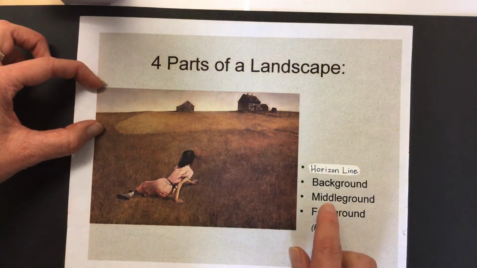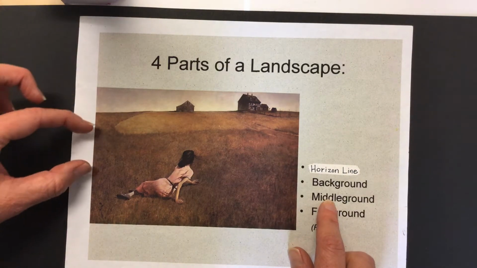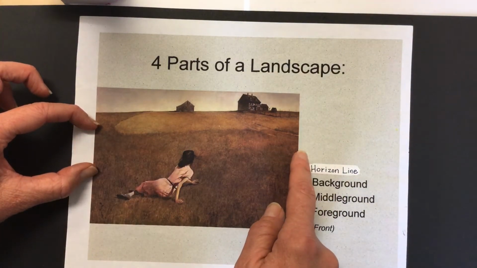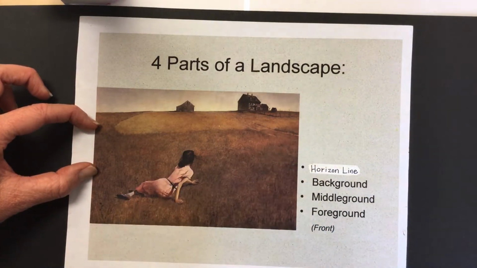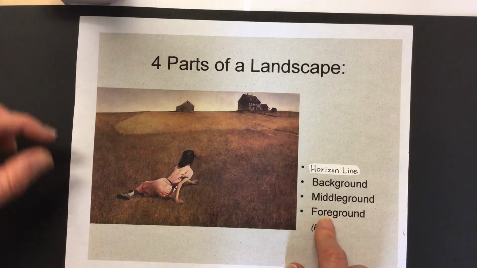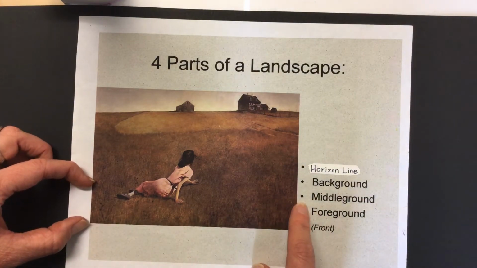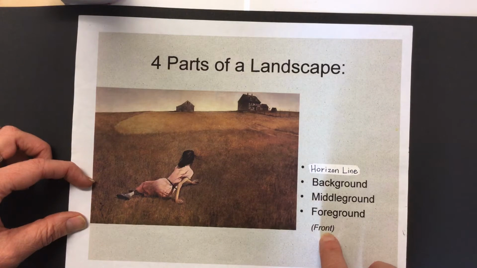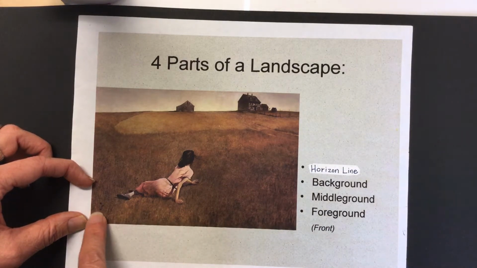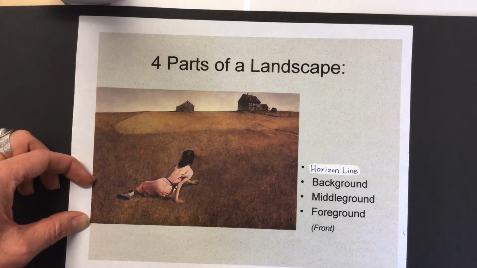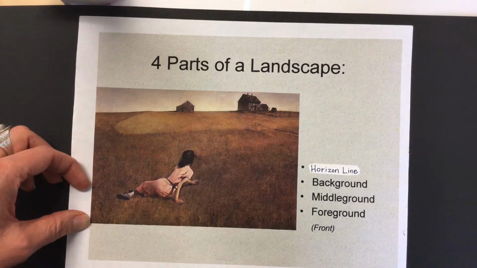Next, we come to the middle ground, which is right in the middle of your paper. So here we've just got the field and maybe a little bit of the girl that's sitting here in the front. And then finally, we have the part that is closest to us, the foreground. It's in the front. And in this part of the picture, usually you have the largest objects. You also tend to have the most detail. So you might notice here how you can actually see the texture in the grass, maybe more vibrant colors, and things like that. So there are the parts of the landscape.